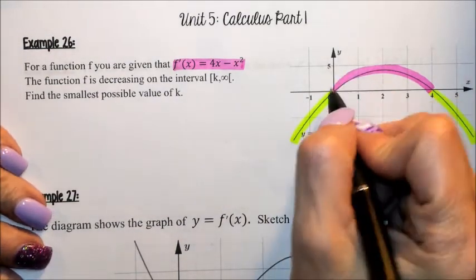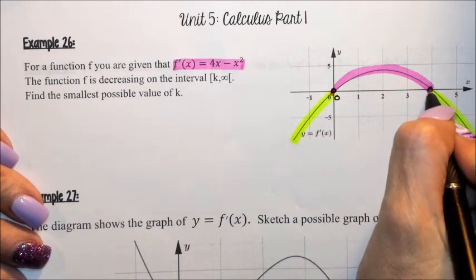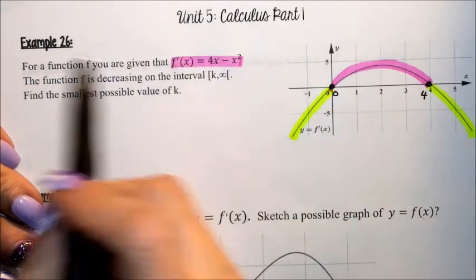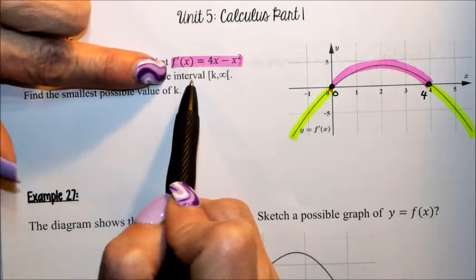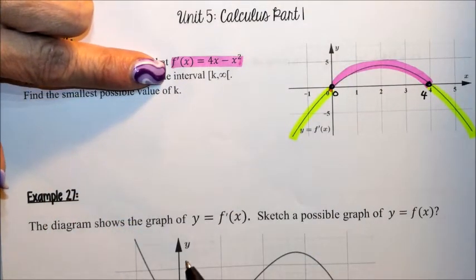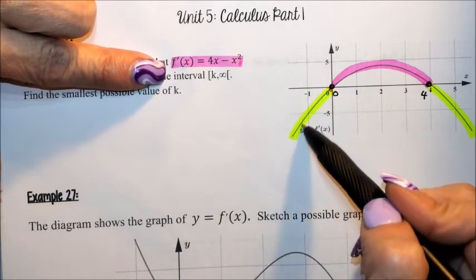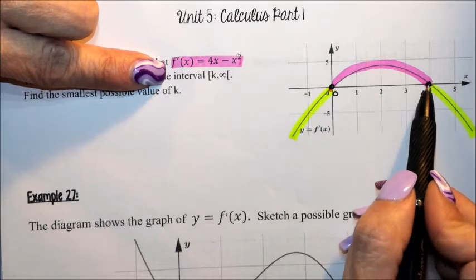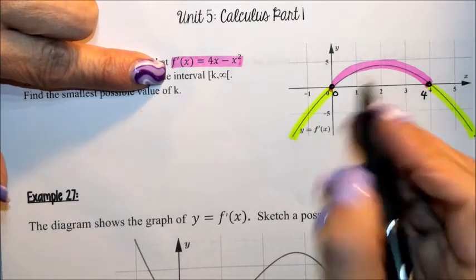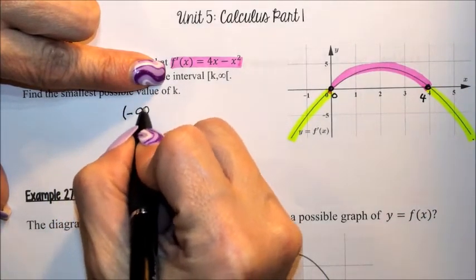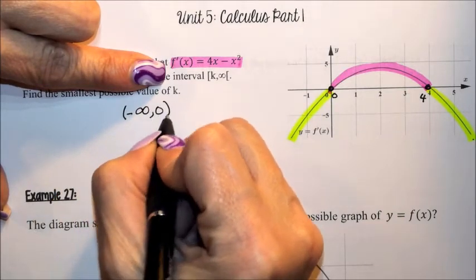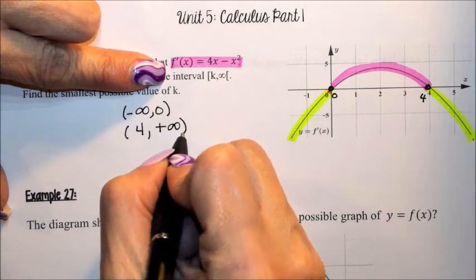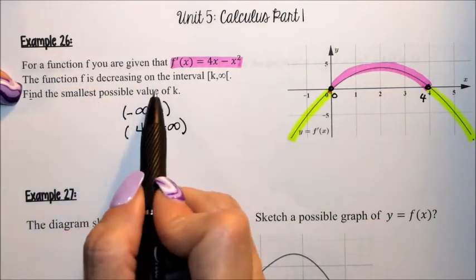So let's label what we know. We know this is a turning point here at 0. This is a turning point right here. For the function f, you're given this. We labeled it. The function is decreasing on an interval. Which interval are we decreasing? We are decreasing down here from negative infinity to 0. And we're decreasing from 4 to infinity. So let's write that. We're decreasing from negative infinity to 0. And we're decreasing from 4 to positive infinity.